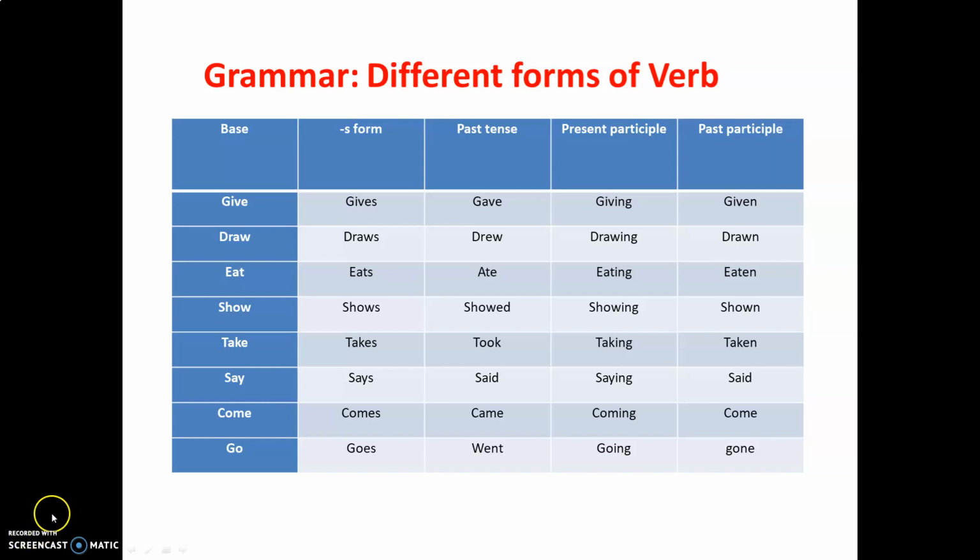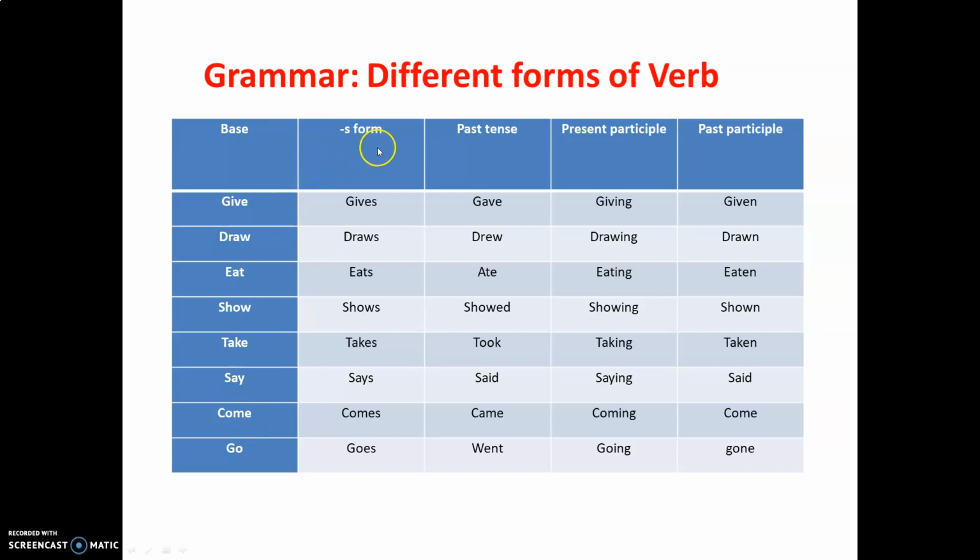Dear students, after having an explanation of the verbs, we have today the chart of the verb that is given on page 26 of your textbooks. Let us run through this text to understand what the verb and its forms are. If you see here, the first column has the base, that means the root verbs.